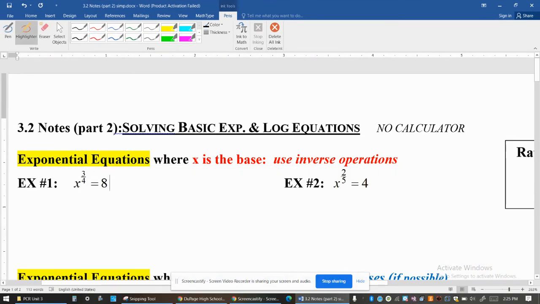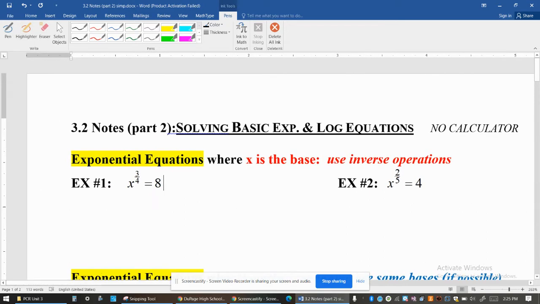Okay, so there are three types that we're going to talk about today. Three types of basic exponential and logarithmic equations, and we're going to show you just a couple strategies on how to solve them, though they might not be the only way to solve them. You're always welcome to take a look at Khan Academy, Google, or YouTube to find other strategies if you would like.